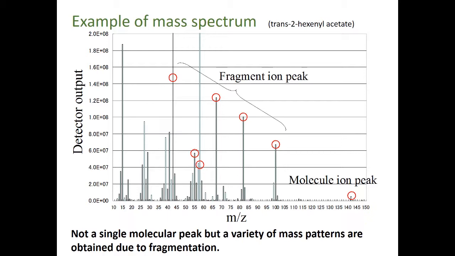And so this is the mass to charge ratio. This is the detector output. Molecular ion peak is here. And so many fragment ion peaks appear here. And so this can be used as mass spectrum.